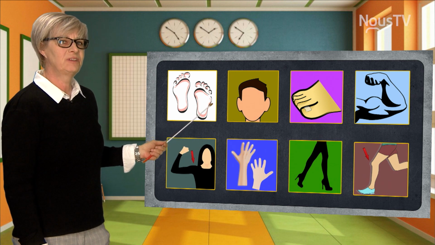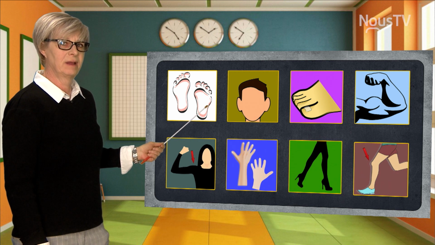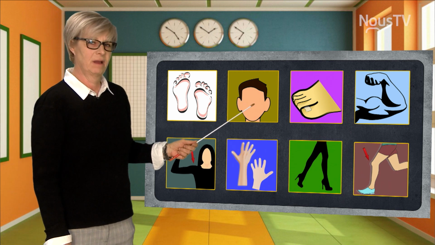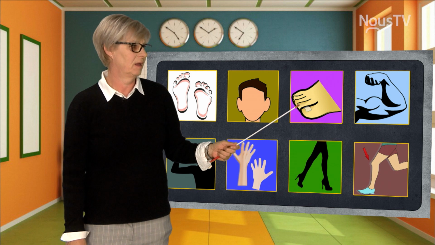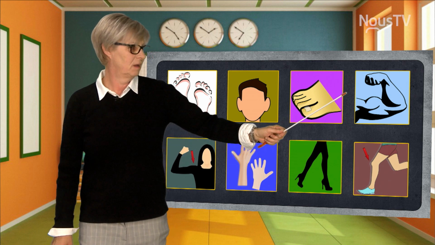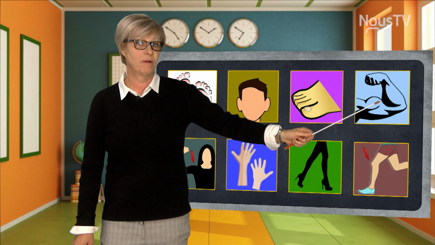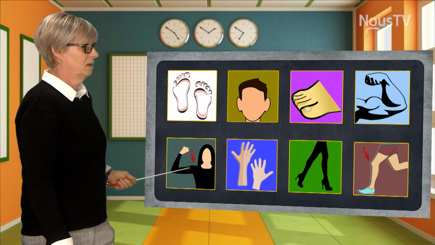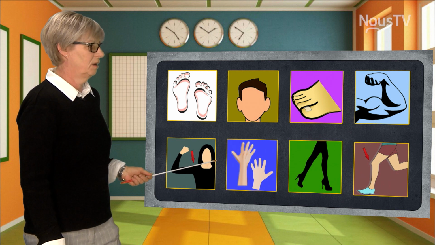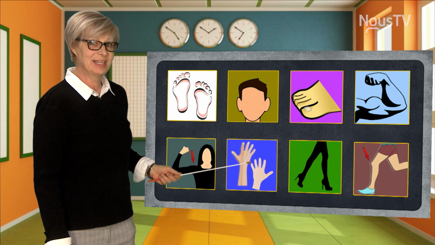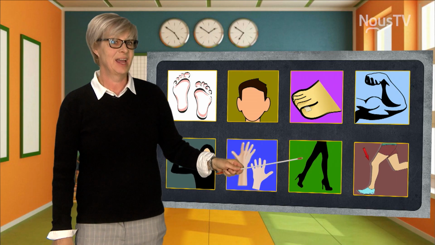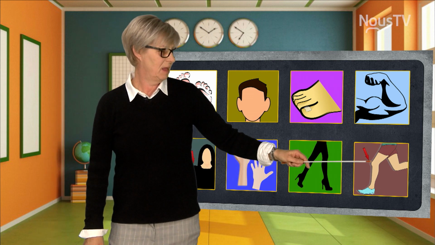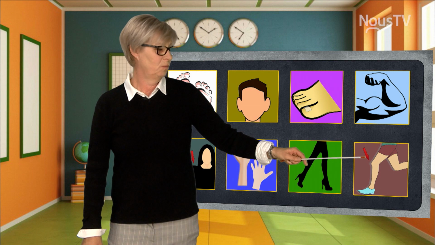Two is feet. One is foot. Face. Toes. Arms. Shoulder. Hands. You can clap your hands. Legs. And your knee. We'll put back the answers.